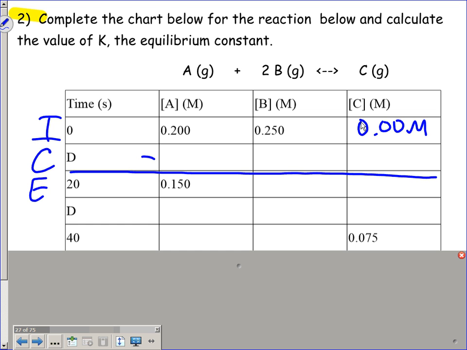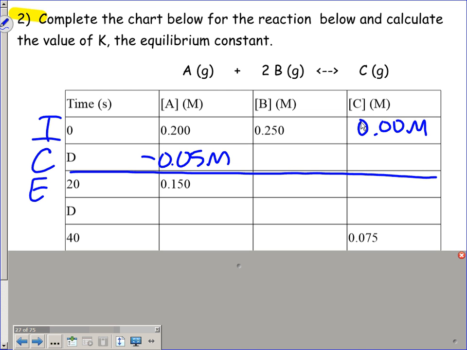Minus what? 0.05 molar. How do I know? Well, okay, never mind. You know you're subtracting from the side because one, the value is smaller, and two, you can't subtract from the products because it's already at 0. So as I subtract 0.05 here, what do I have to subtract here?